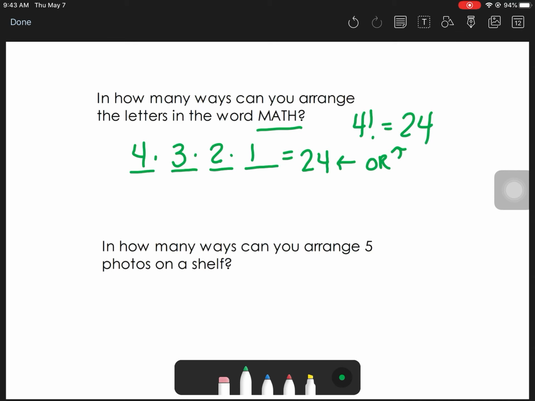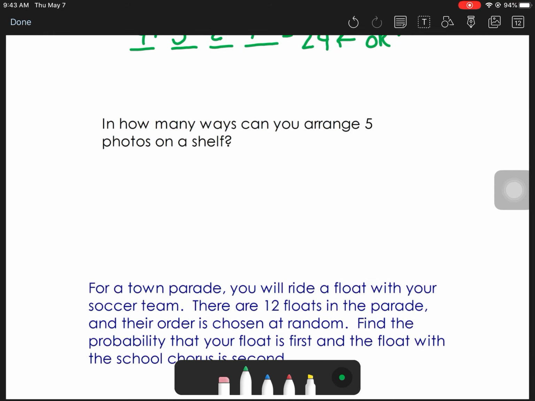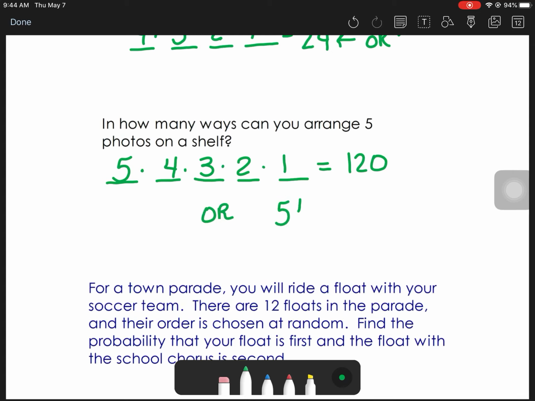Next question. Again, same thing. You have 5 photos and you want to put them on the shelf. So if I pick the first photo, I have 4 choices left, then 3 choices, then 2 choices, then 1 choice. There would be 120 ways that I could arrange the photos on the shelf. Or I can simply do 5 factorial, which I can use my Desmos application to get 120.